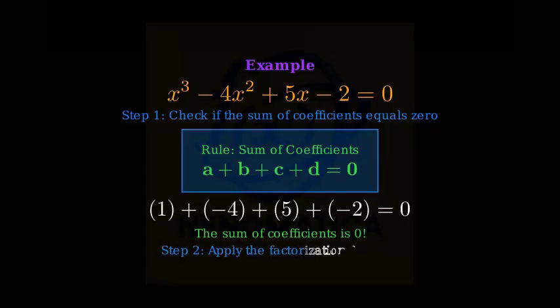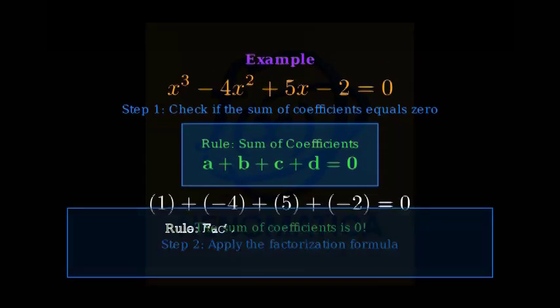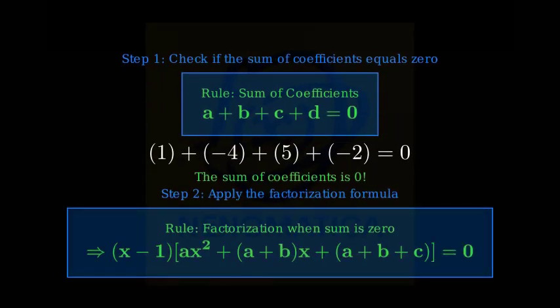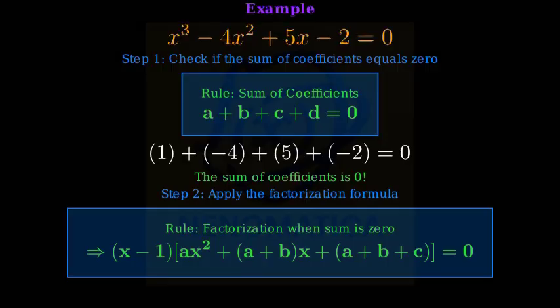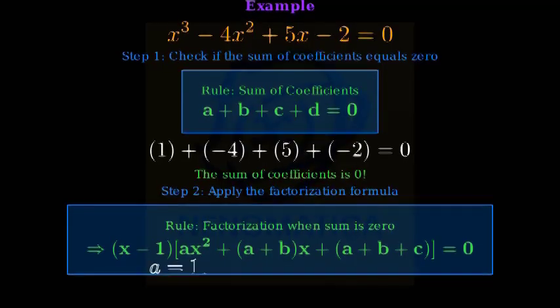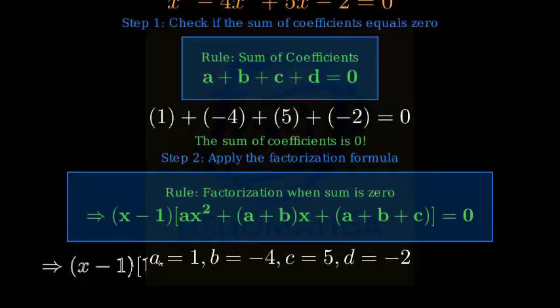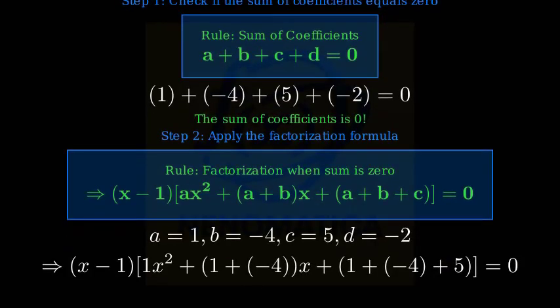Now, since the sum of coefficients is 0, we can apply a special factorization formula. According to our method, we can express the cubic equation in the form x minus 1 times the quantity x squared plus (a plus b)x plus (a plus b plus c) equals 0. Let's identify the values in our equation, where a is 1, b is -4, c is 5, and d is -2.